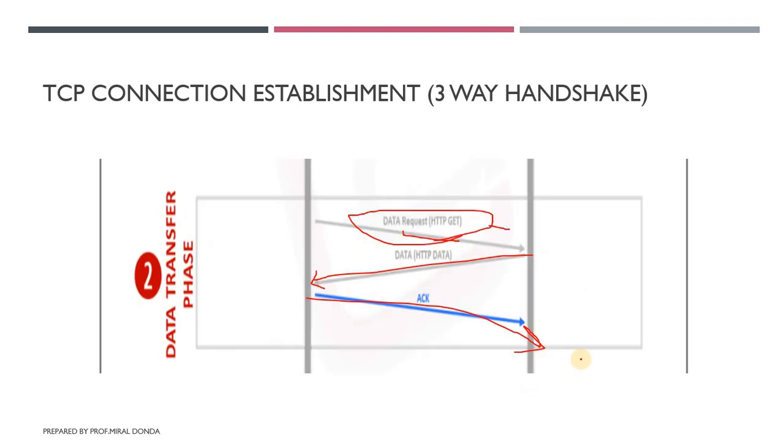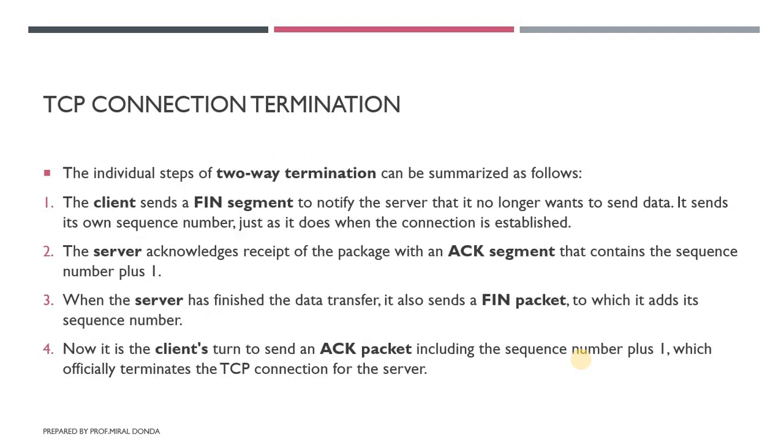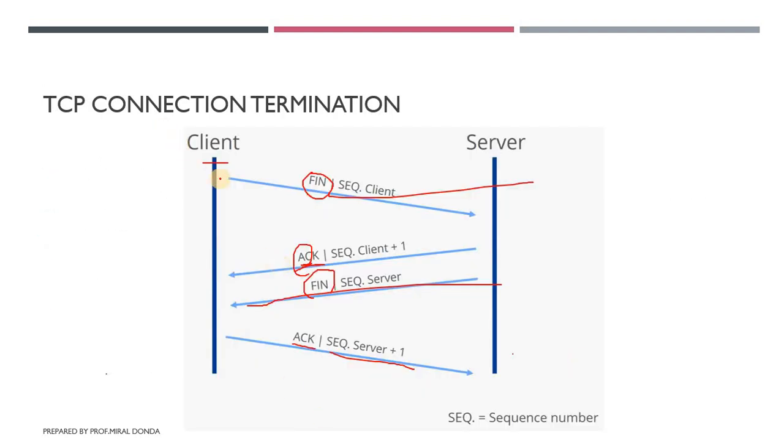Now the data is transferred between client and server, and after some time, if they want to terminate the connection, then the client sends the FIN segment to the server. The server responds with the acknowledgement and also sends the FIN segment to the client, and the client acknowledges that FIN segment for closing the connection. So this is how the connection is closed on both sides. So this is all about the TCP protocol, the TCP three-way handshaking process and the TCP termination process.